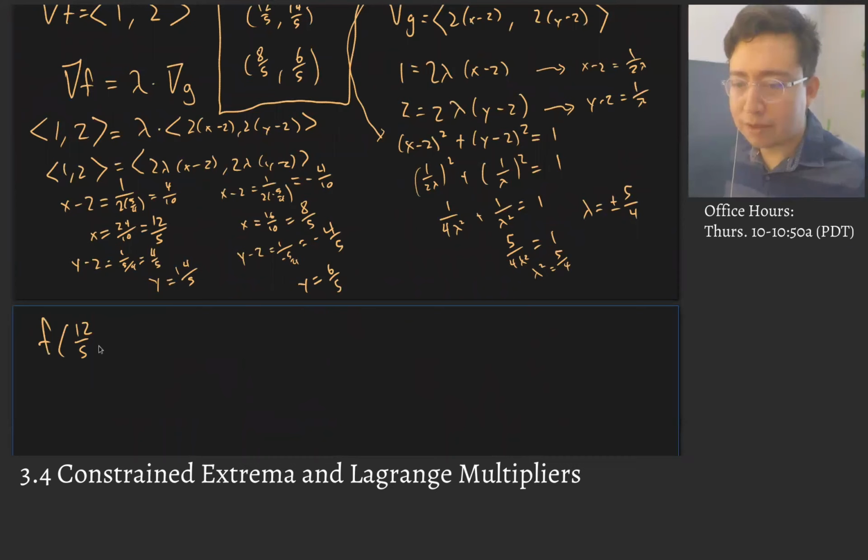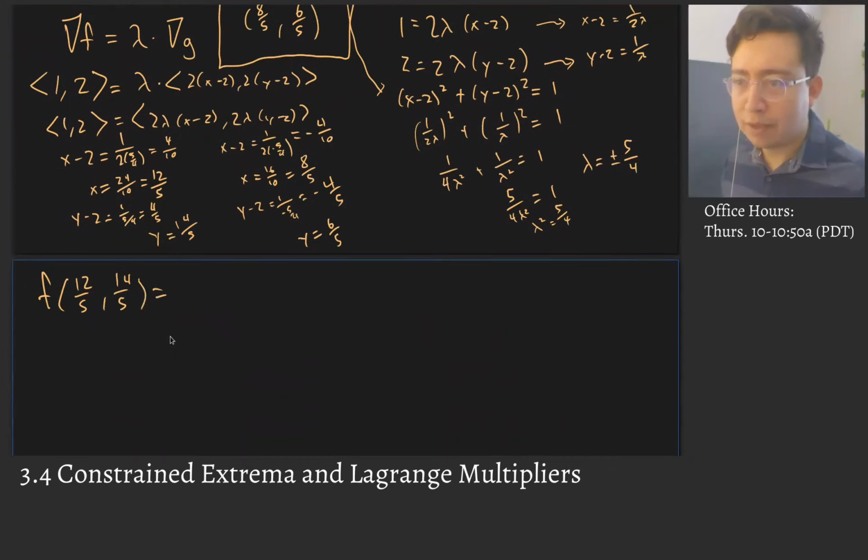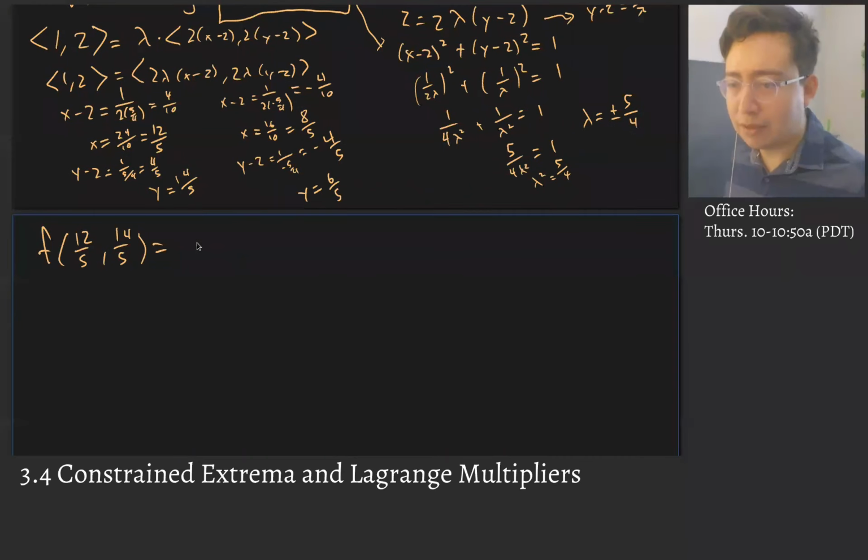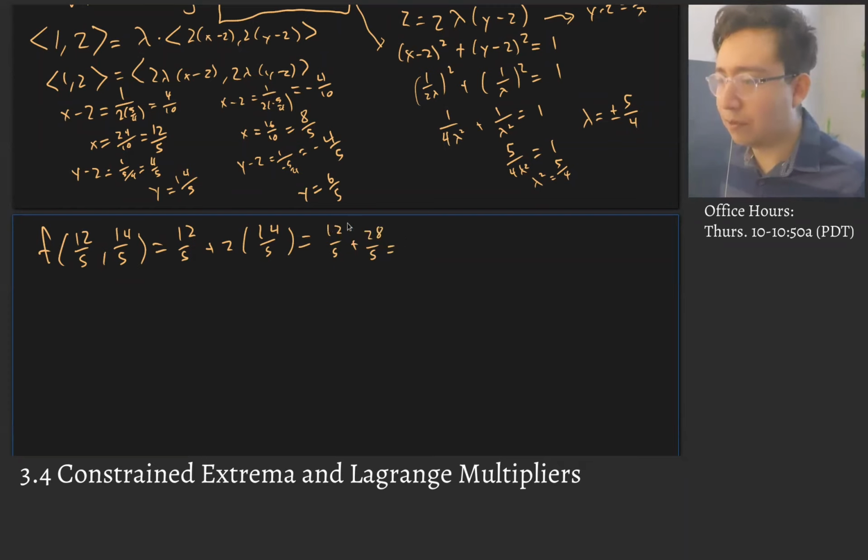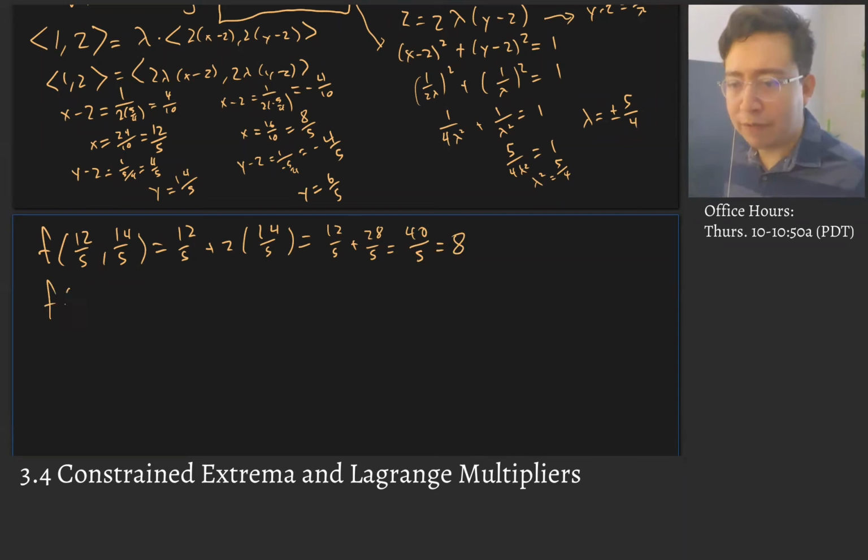So f of 12/5, 14/5 is equal to x plus 2y. So that's 12/5 plus 2 times 14/5, which is 12/5 plus 28/5. So things are working out nicely. I don't have to say fifths as much anymore. So this is 40 over 5, which is 8. Whole number there, nice.